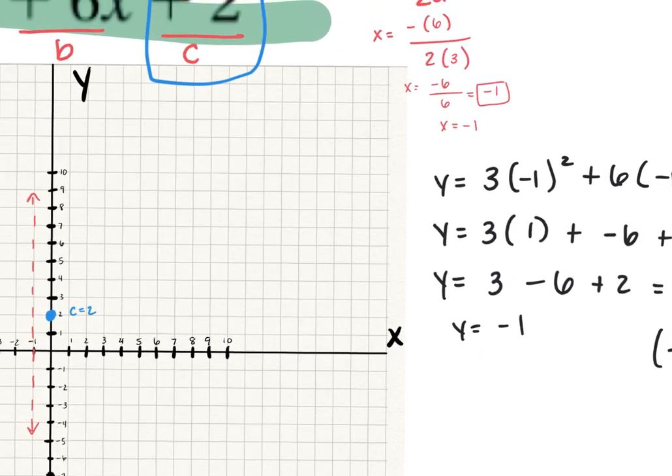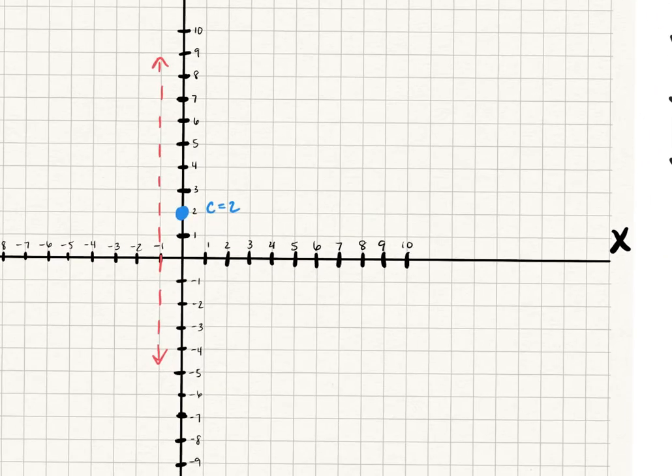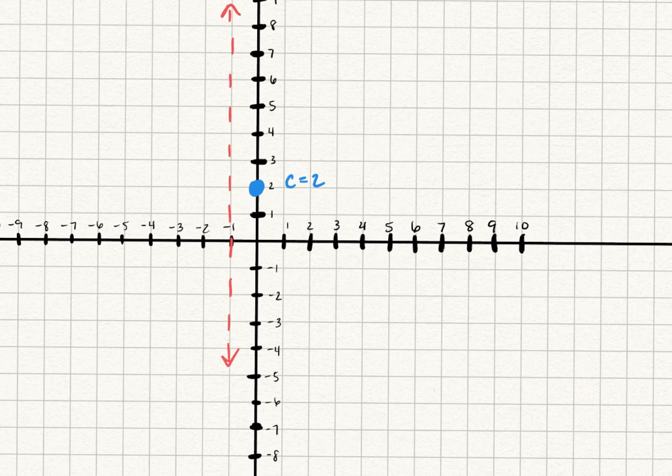That's my vertex. Let's see if it matches on our axis of symmetry. And it does. Negative 1 is right here. That's on my axis of symmetry. So that's my vertex now. So I'm just going to draw my arcs. There's the same point on this side of the axis of symmetry. And we're done.